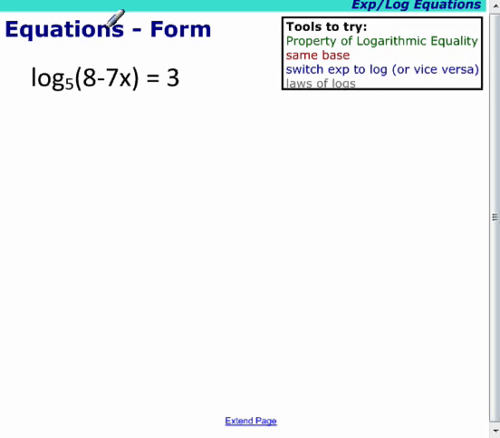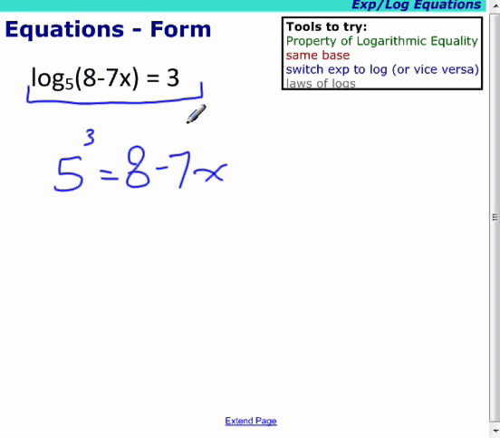Okay, a couple of last equations. Ooh, this one looks a little bit bigger. Log base 5 of 8 minus 7x is equal to 3. It's still in that same logarithmic format though. Why don't we try and change it to exponential format? Base is 5, exponent 3, is equal to 8 minus 7x. Now this is just a regular equation.